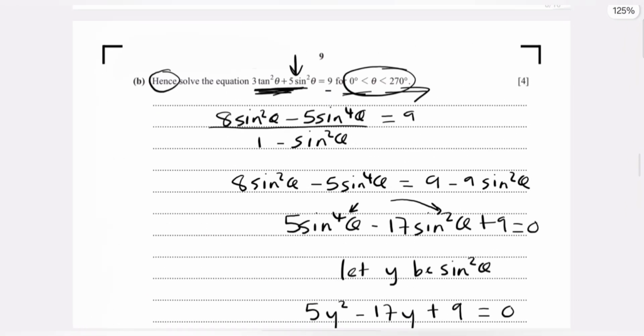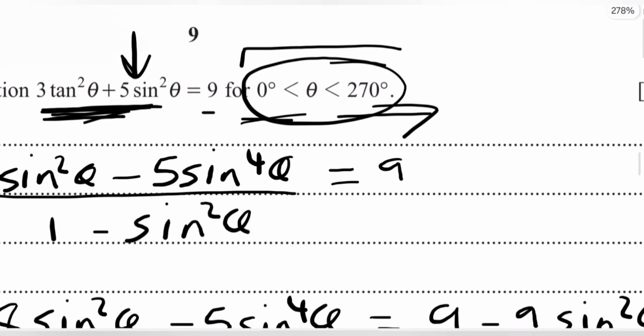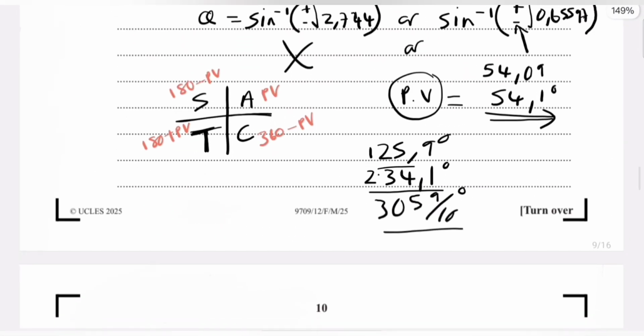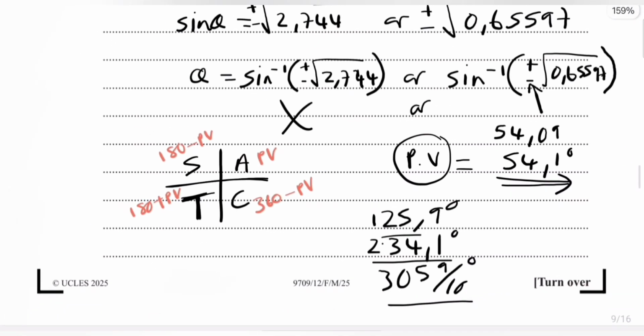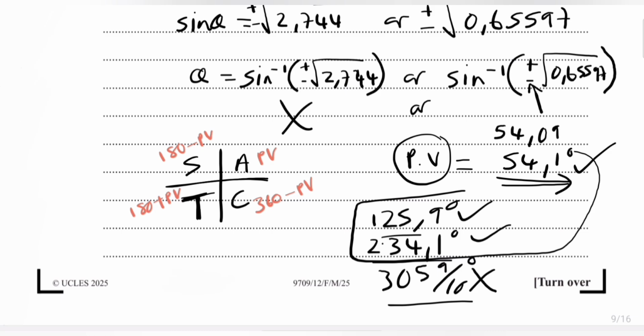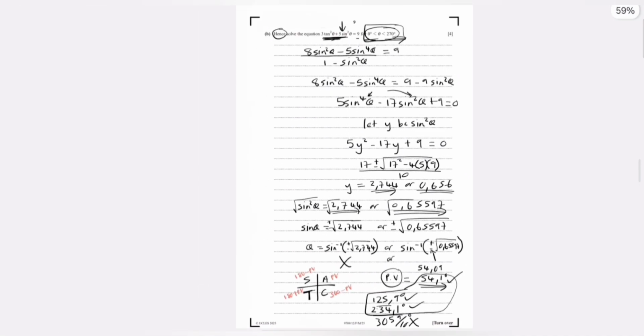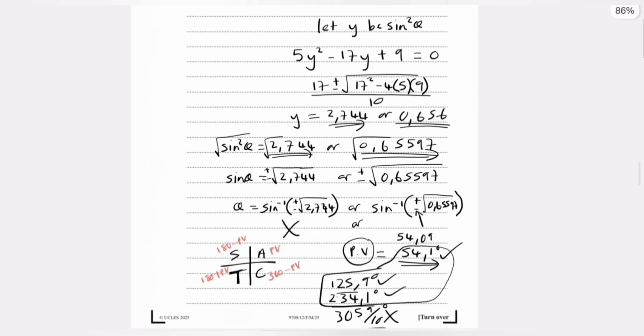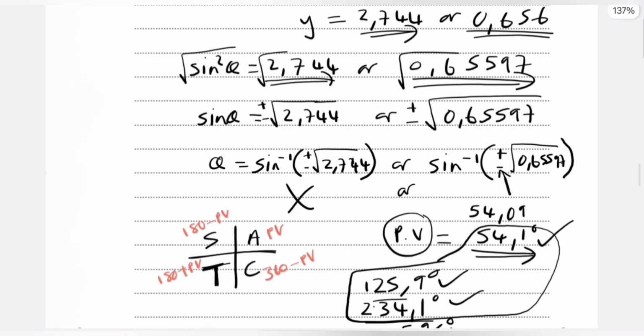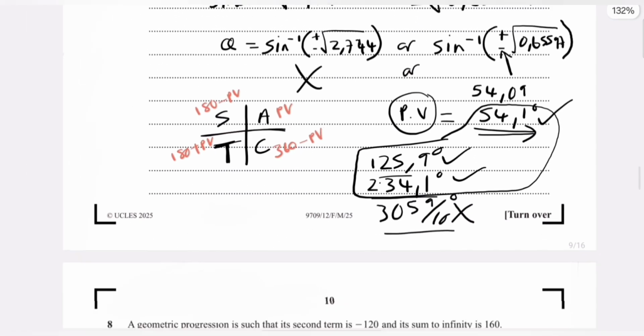But now we have to look at this given range of theta, right? We're only taking values between 0 and 270, and the only values that are between 0 and 270 are this PV, this one, and this one. So we discard this and we take these three to be our answers. Then you get your 4 marks for that, right?